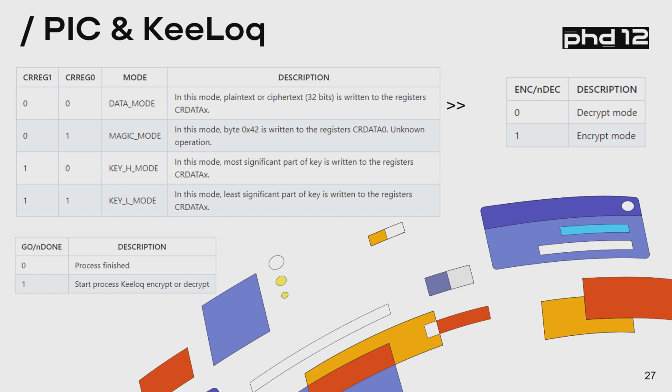So I was both reversing the firmware and reading up on keylog, making some assumptions. So I assumed there would be 4 modes. Mode 0 is when you're writing data. Mode 1, magical. I don't know what it's doing, but it seems to be mandatory. And in this mode, byte 0x42 is written to the register for reasons still unknown.